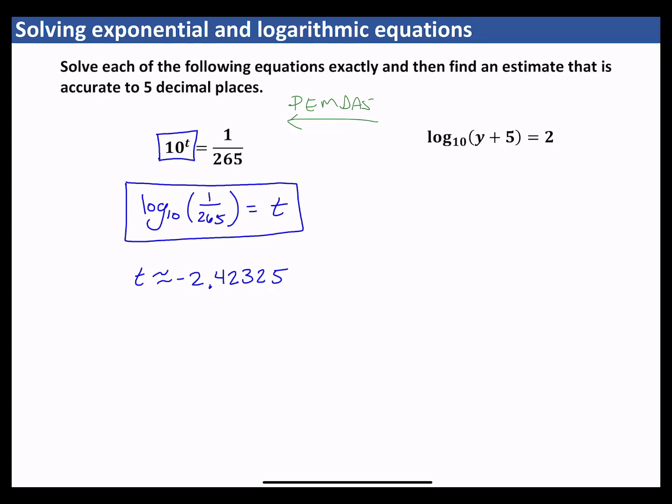All right, the next example is log base 10 of y plus 5 equals 2.